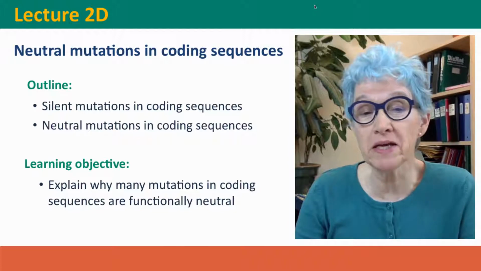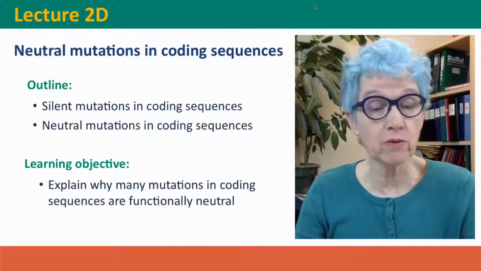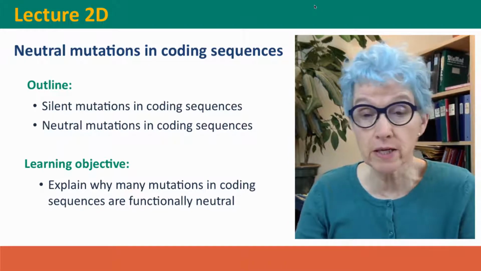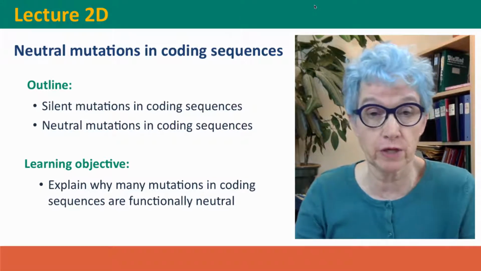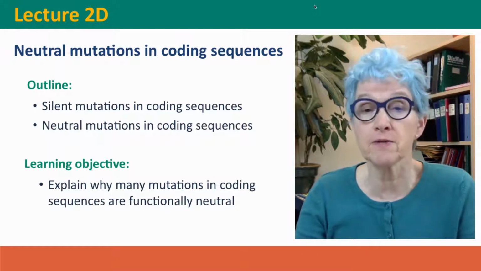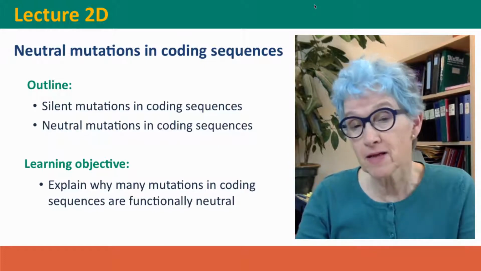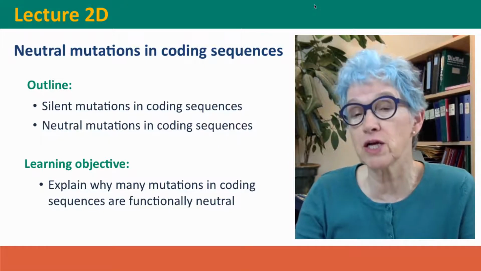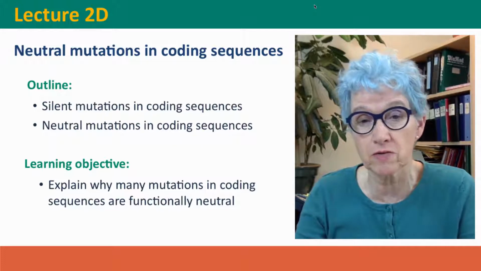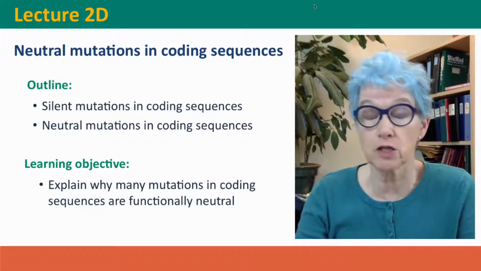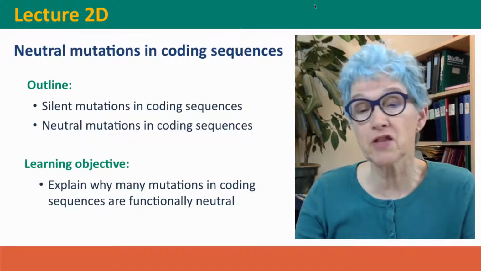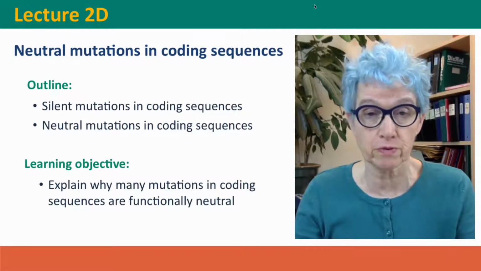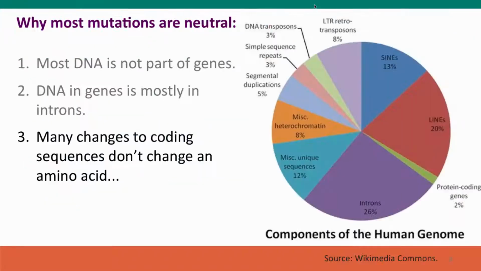This is lecture 2D. We're going to talk about two ways that mutations that are in coding sequences may nevertheless not change the function of the protein they specify. The first is that the mutation may be silent, that is, it doesn't change the amino acid that it specifies. The second is that the mutation may be neutral. It changes the amino acid, but that change does not interfere with the protein's normal function.